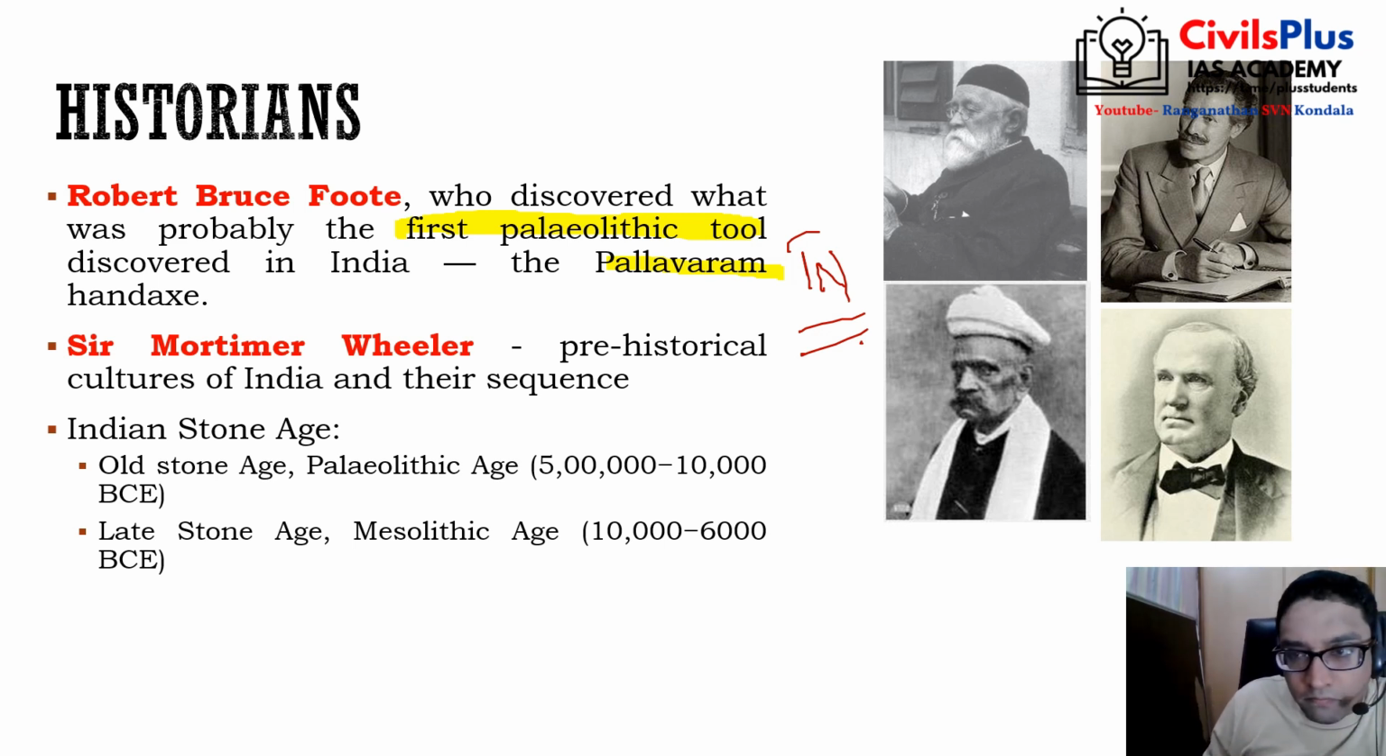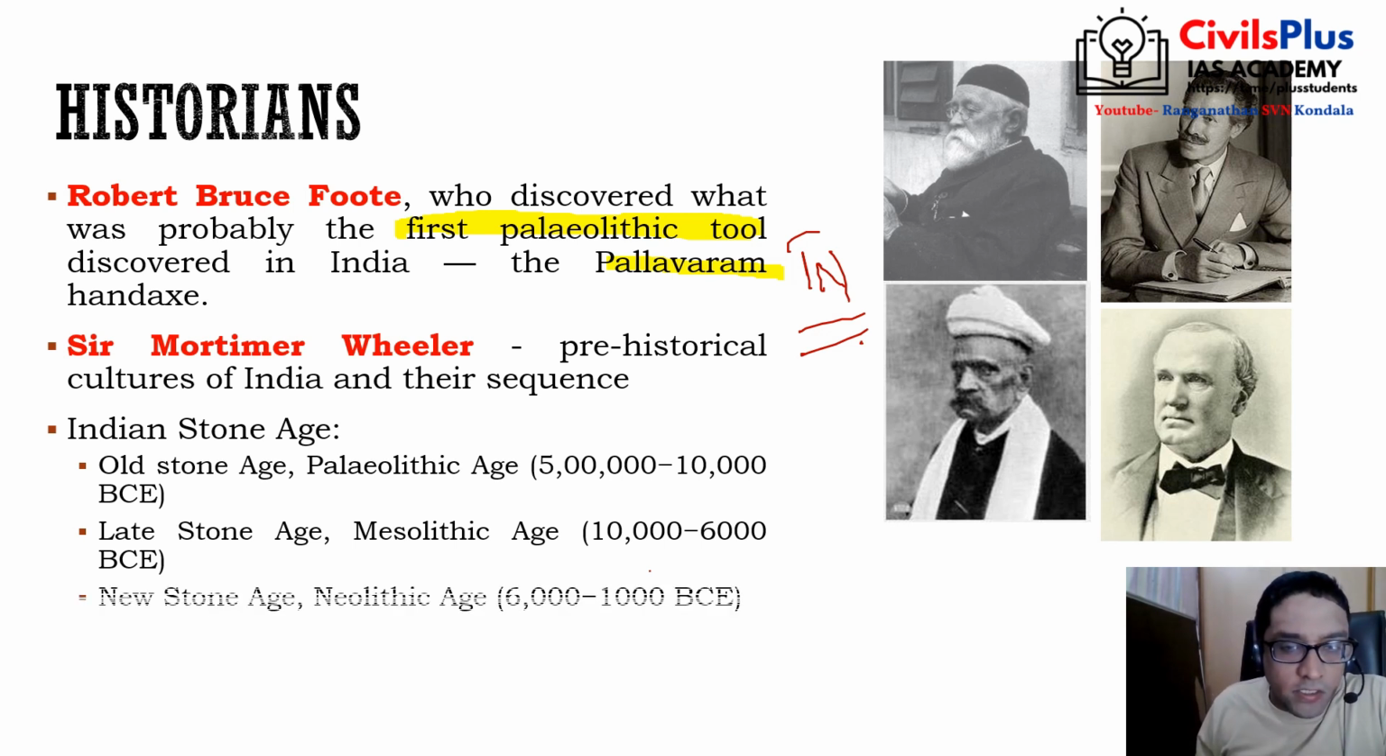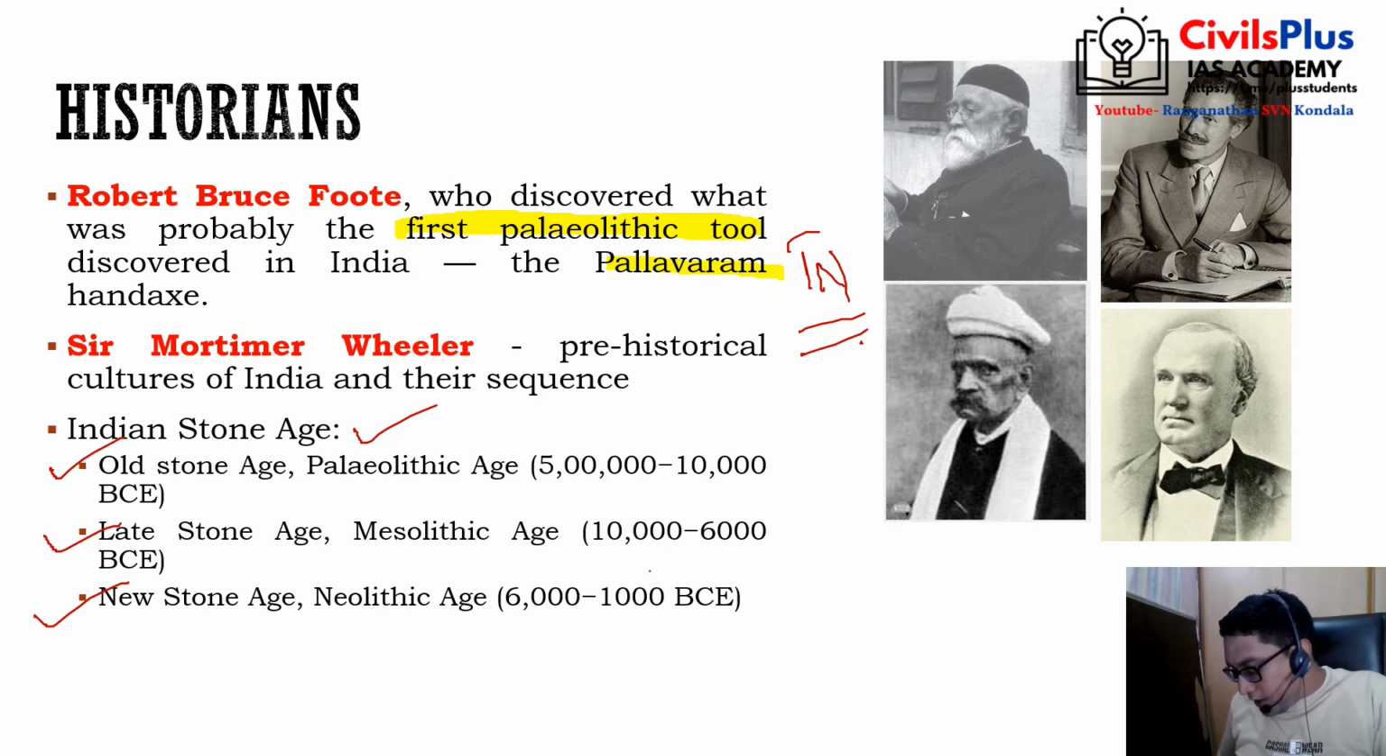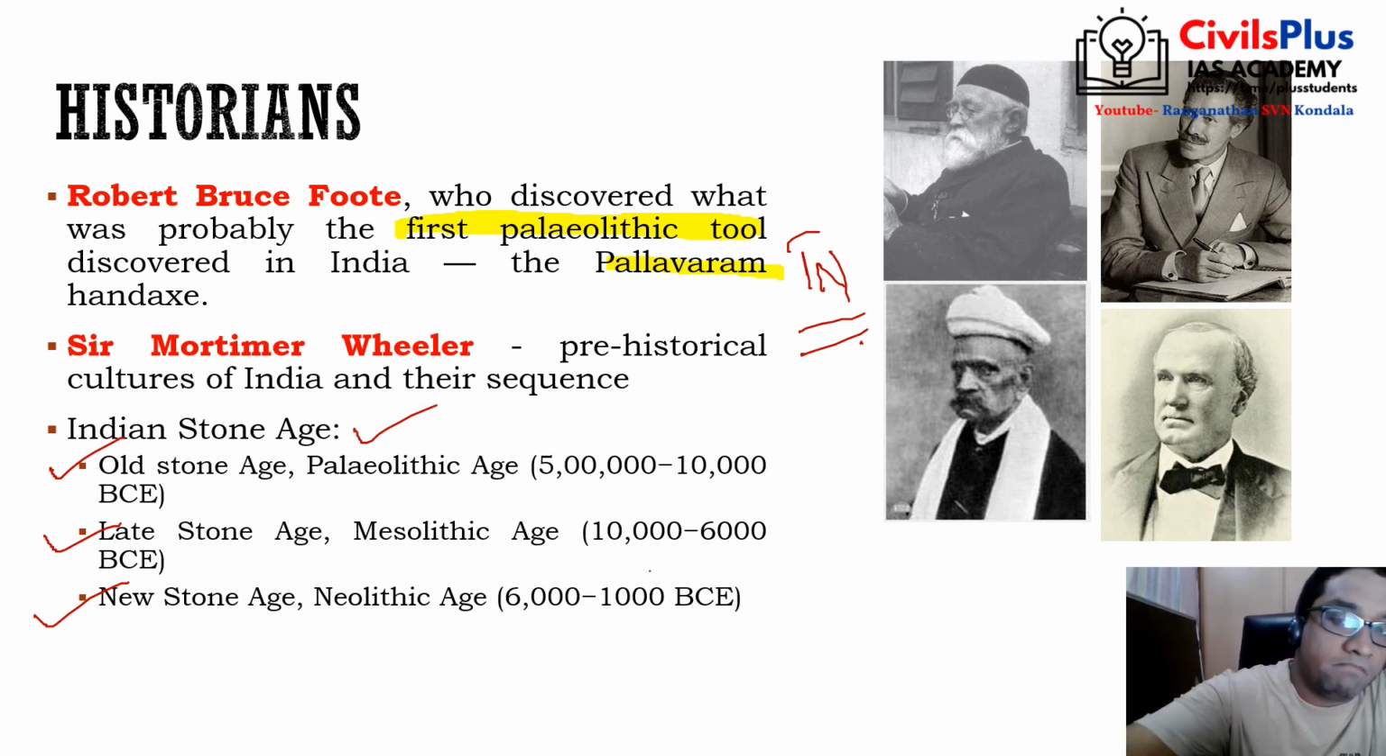Sir Mortimer Wheeler is another important person who discovered prehistoric cultures in India. Mortimer Wheeler is very instrumental in discovering Indian Stone Ages. He classified Stone Ages into three types: Old Stone Age, Middle Stone Age, and New Stone Age. Old Stone Age is also known as the Paleolithic Age or Paleolithic Era.